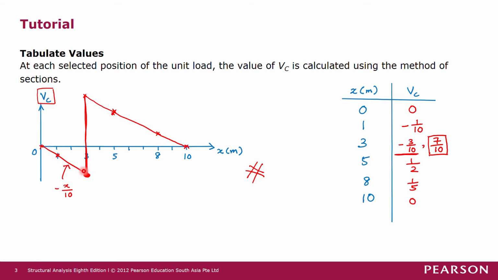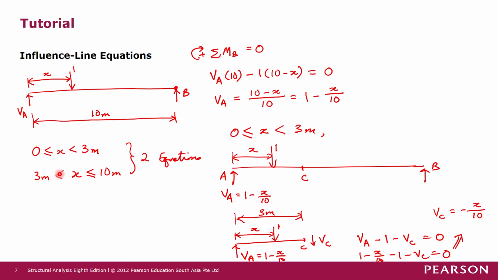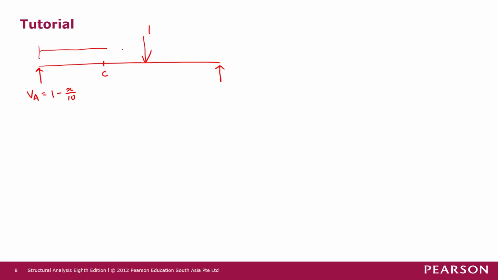And for more than 3 meters, we haven't written the equation yet. So let's look at when x is more than 3 and less than 10. C is there. We know that the support reaction VA equals 1 minus x over 10. Now the 1 unit force is at the location beyond point C. So this is x.